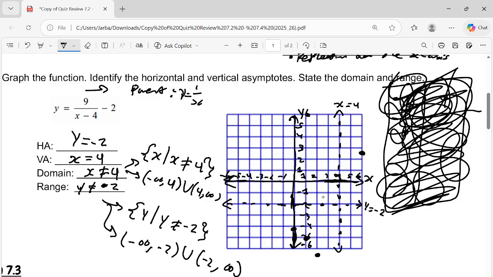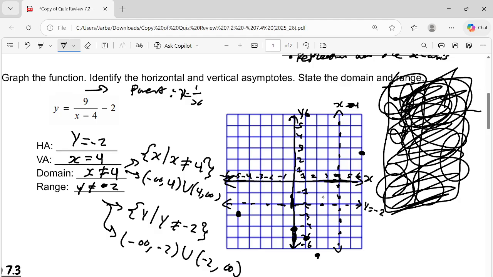Let's see, if I plug in 5, that would give me 9 minus 2, so 7. So that would be right there. Let's think, are there any other points? Negative 5 I could do. Because 9 over negative 5 minus 4 would be 9 over negative 9. So negative 1 minus 2, so negative 3.